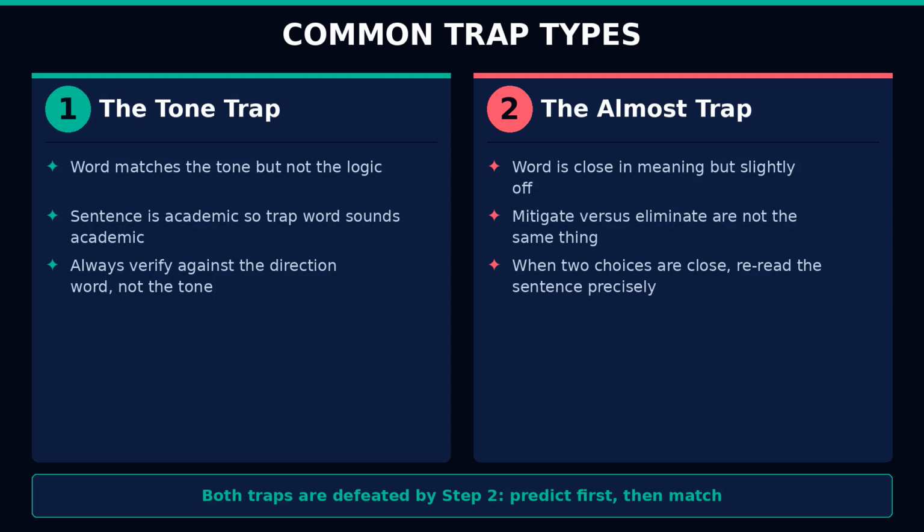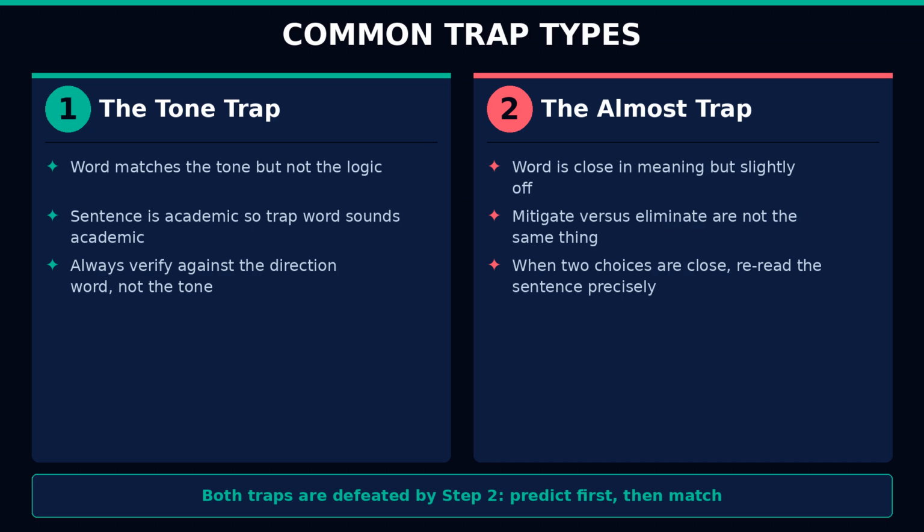2 trap types you will see constantly. First, the tone trap. The wrong answer matches the formal academic tone of the sentence, but does not match the logic. Always verify against your direction word, not the vibe. Second, the almost trap. The wrong answer is close in meaning, but slightly off. Mitigate and eliminate are both about reducing something, but one will be wrong because the sentence requires complete removal, not partial. Both traps are defeated the same way.